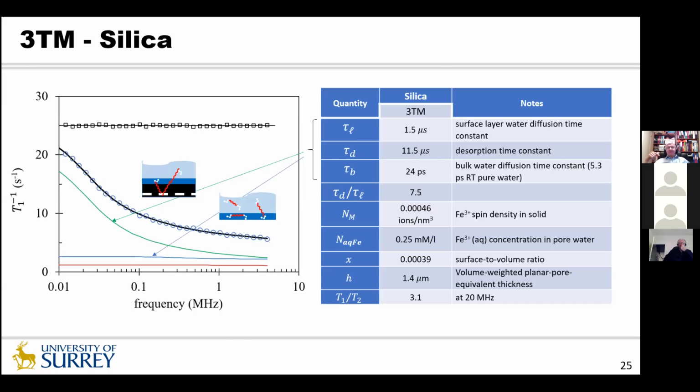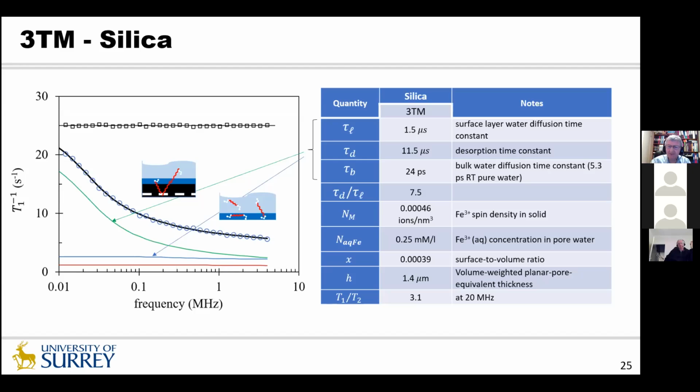Now, the important point here is that the addition of the water-water component adds 0 additional fit parameters to the model. And that's because it's based on exactly the same 3 taus, as well as the same surface to volume ratio, the same value of X. And of course, the spin density of water is well known, assumed to be about 67 spins per nanometer cubed.